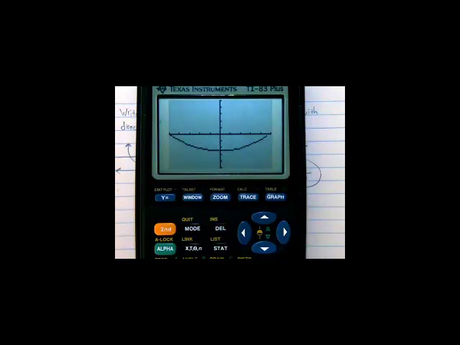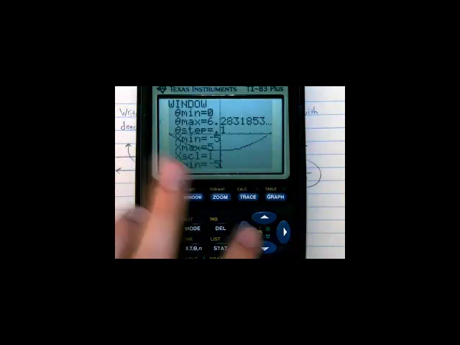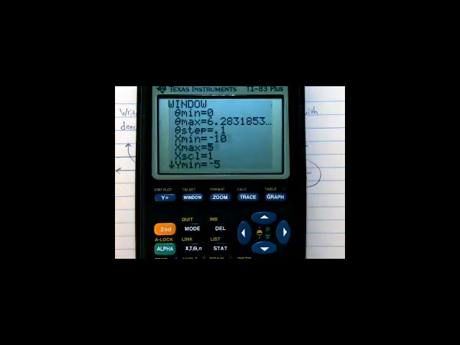All right, yeah, so there it is. There's your parabola wrapping around the focus. I'm going to make my x scale just a little bigger, though, just so that's a little easier to see. Maybe these go -10 to 10, and let's see if that helps.